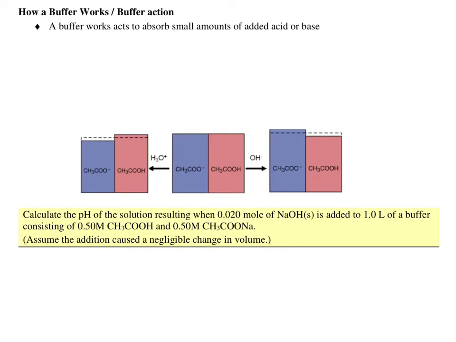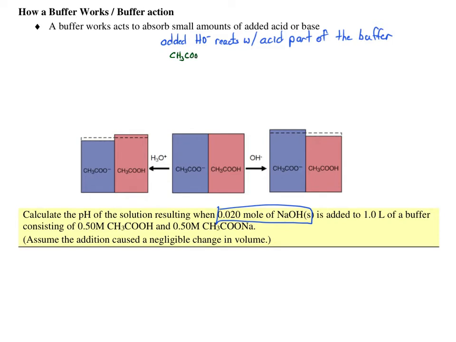We are going to calculate the effect of adding a small amount, 0.020 moles, of a strong base to a buffer solution. This is a buffer solution. We see that there's high and relatively equal concentrations of a weak acid and its conjugate base. The acid part of the buffer is the acetic acid, CH3COOH. So we can see how it reacts with the hydroxide.